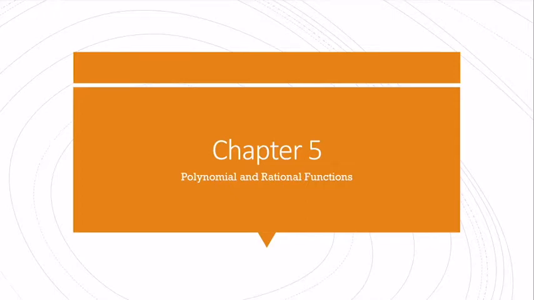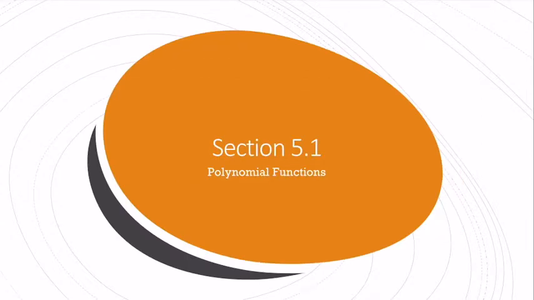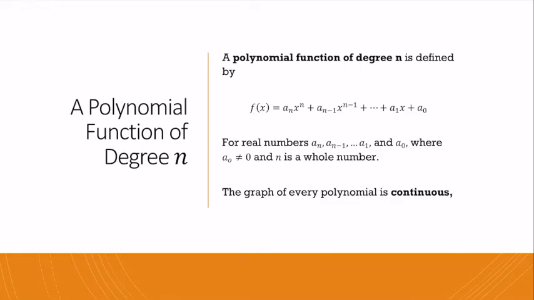Chapter 5 is all about polynomial and rational functions. What we're primarily going to focus on is finding the important points on their graphs and how to graph them. So section 5.1 is an introduction to polynomial functions. A great place to start is with a formal definition.